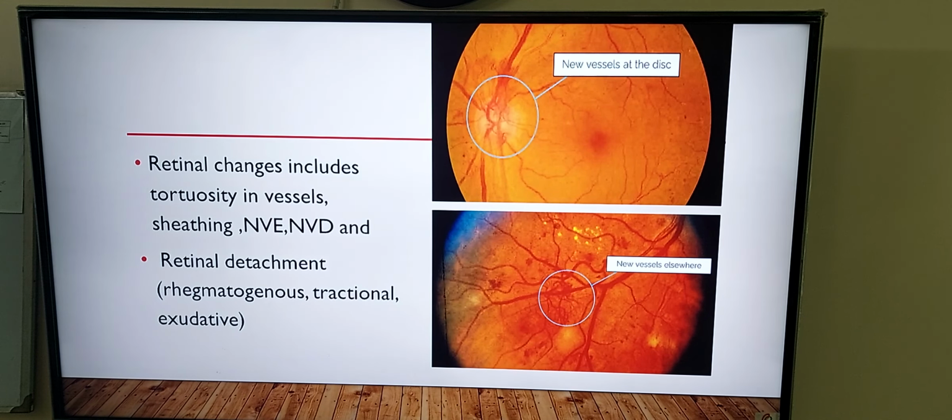Retinal changes include toxicity or sheathing in the vessels, new vessels elsewhere and new vessels at the disc. These fluffy vessels here are the new vessels elsewhere, and new vessels at the disc. Retinal detachment can be rhegmatogenous, tractional or exudative.